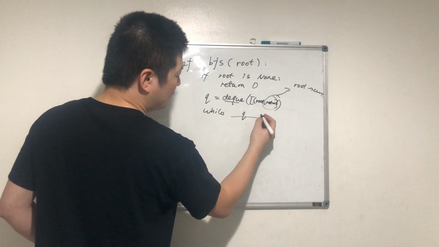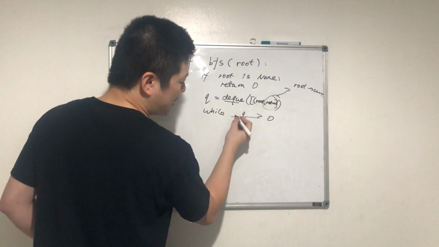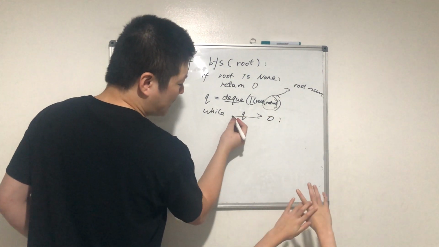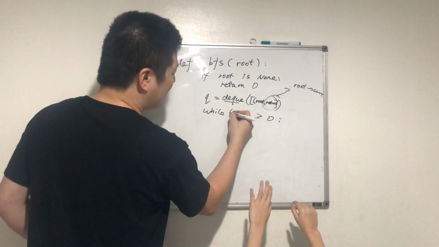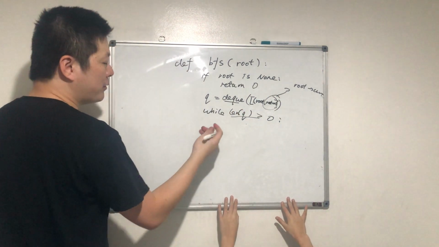Not 0, bigger than 0. But Q, how do we check the size? Column. How do we check the size of Q? There's something missing here. Length. Length, yes, well done. And then we need to get the Q.